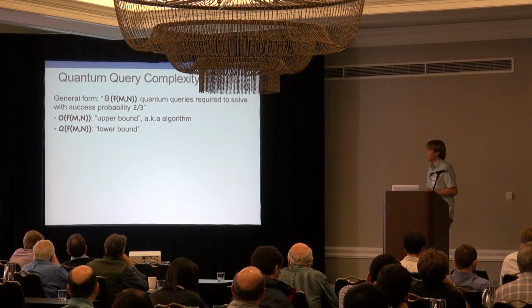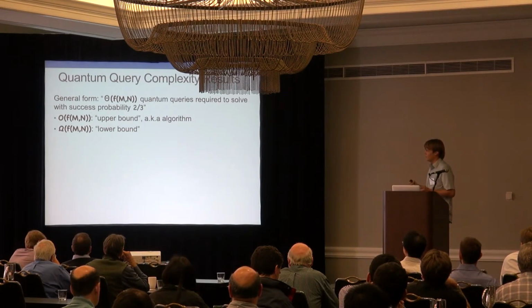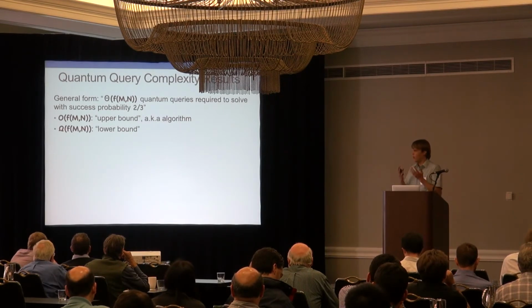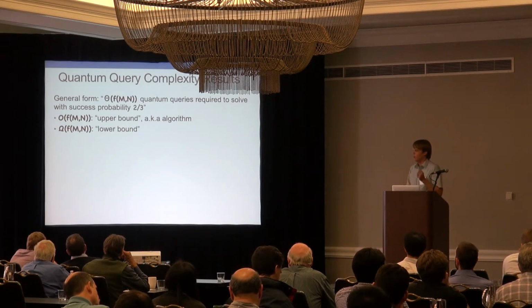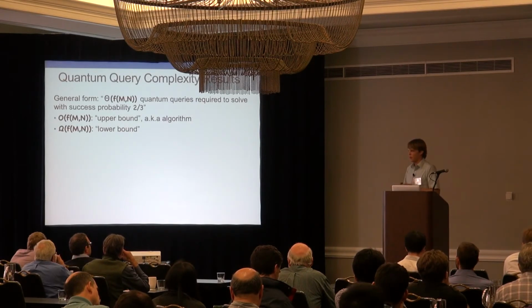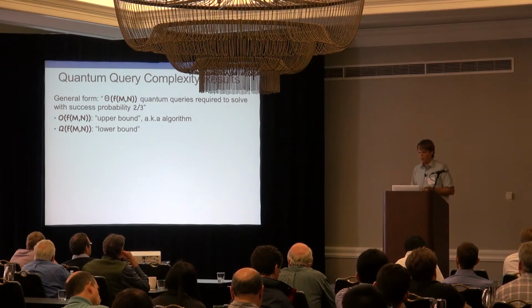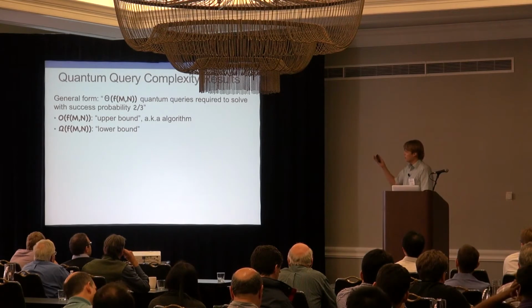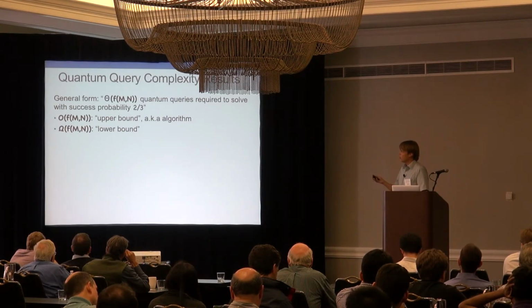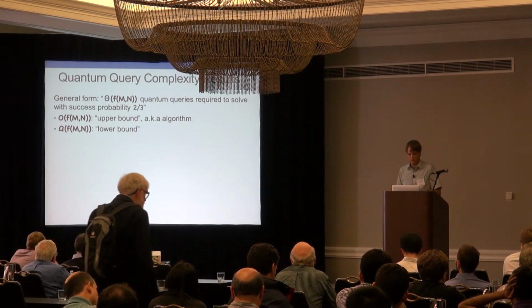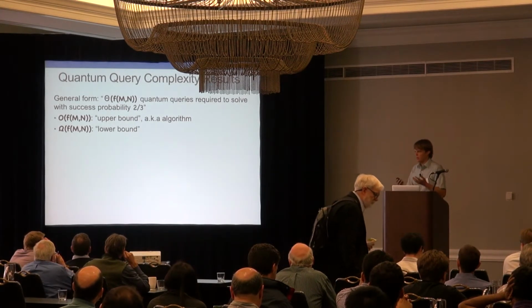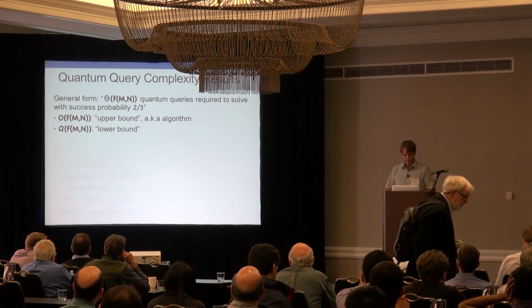So generally, quantum query complexity results have a form where they state that theta of some function of the domain size and range size, maybe other parameters as well, quantum queries are required to solve a given problem with some success probability, say 2/3. And some statements aren't thetas, they're just big O's, which is an upper bound. It says at most this many queries are required. That's an algorithm. And when you have omegas, that's a lower bound, says at least this many is required.